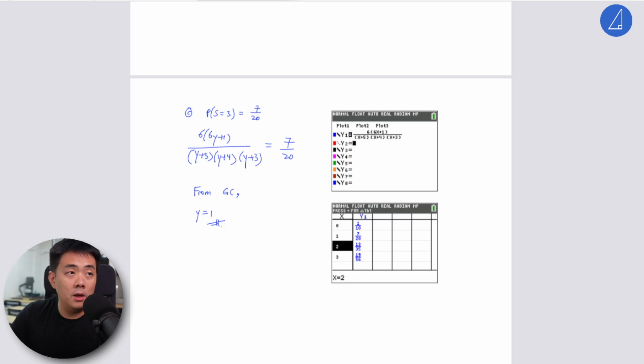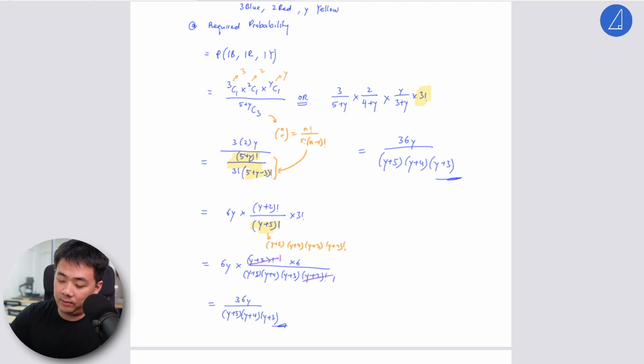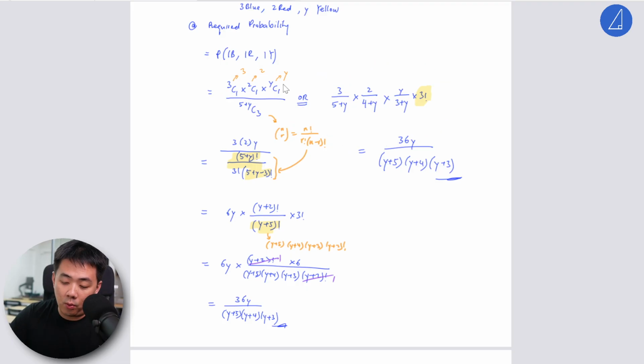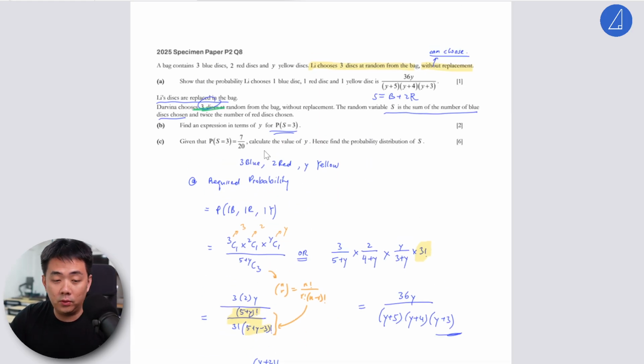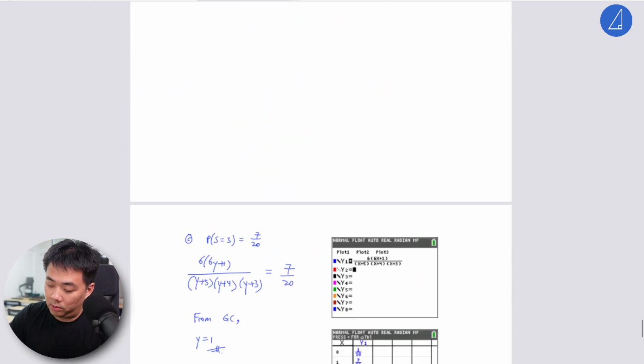Okay, just use GC. Then subsequently, in this question, you will understand why sometimes we use this side and one time we use this side. If you have an unknown number of balls, you use the one on the right because it's easier. Now since you have y already, you can just use this one to calculate. So this will be 3 blue, 2 red, and y yellow.